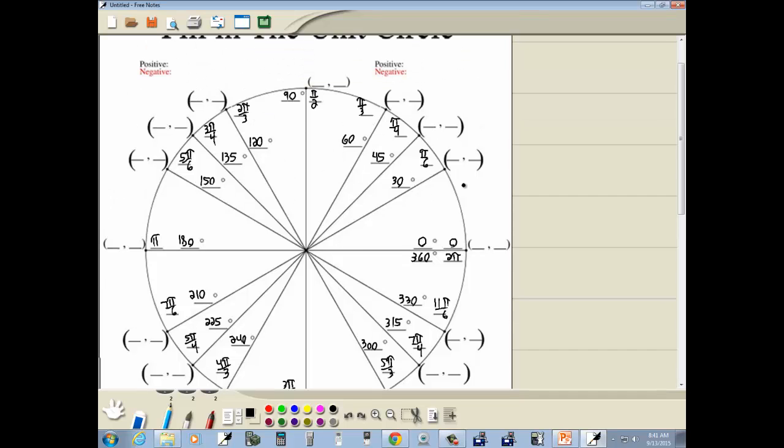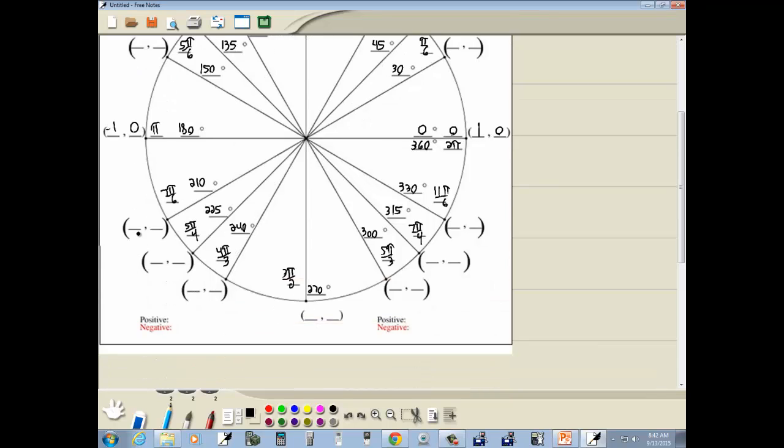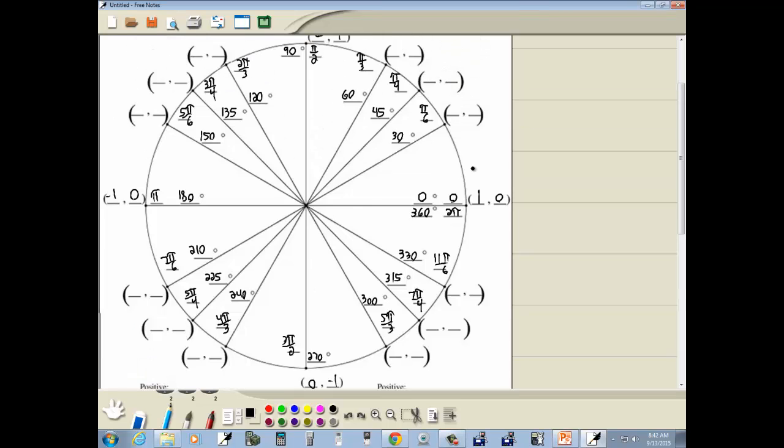Okay, now let's do our points that fall on the x and y axis. Those are the easy ones. This point over here, as I said, they're easy. Watch me mess it up. That's 1, 0. This will be 0, 1. This over here will be negative 1, 0. And this one down here will be 0, negative 1. We should know those from pre-algebra.